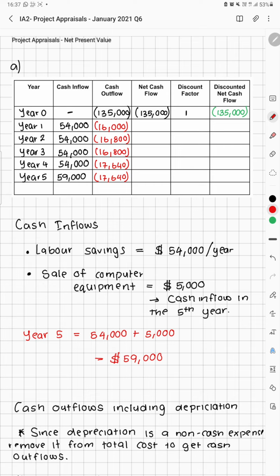Okay, so that gives us a net cash flow of, in year 0, our net cash flow is negative 135. In year 1 we have 38,000, because 54,000 minus 16,000. Then year 2 and 3 we had 37,200.